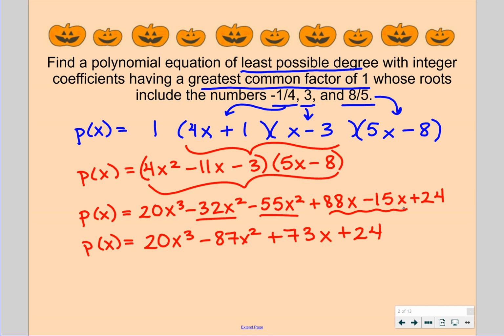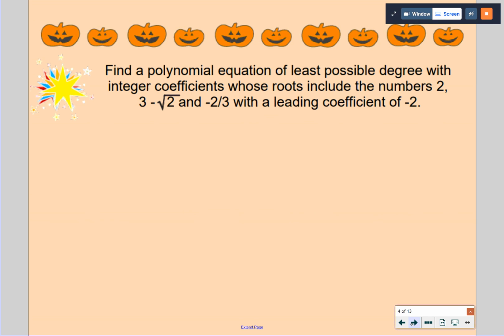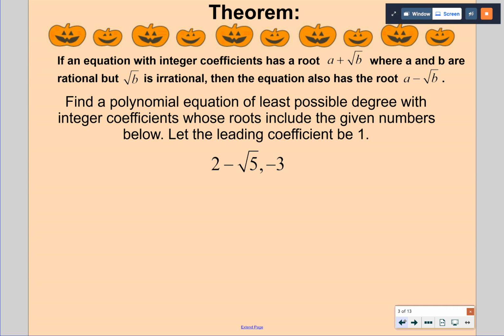Any questions on the pieces of that? Building your factors first, and then multiplying your factors together to get the polynomial. All right, moving on. Oop, I skipped a slide. We have a theorem we need first here.